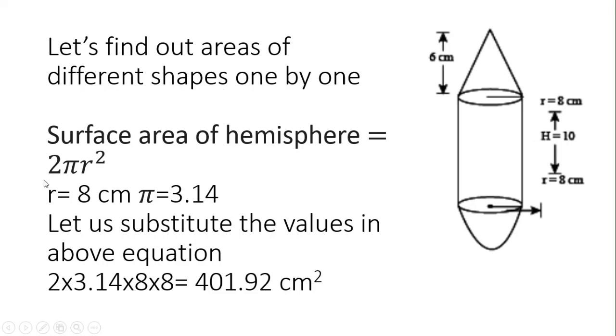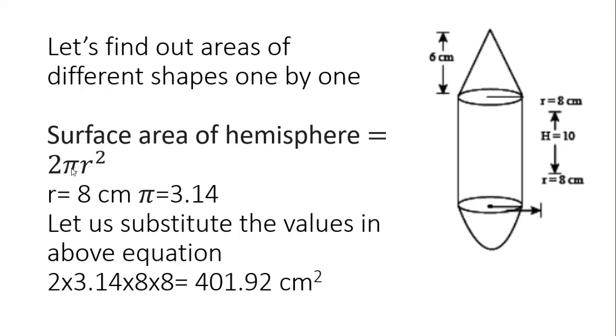First, the surface area of the hemisphere. The surface area of the hemisphere is equal to 2 pi r square. Pi value we know pretty well: 2 into 3.14 into 8 into 8, where r is 8 centimeters. After simplification, we got the surface area of the hemisphere as 401.92 square centimeters, using the formula 2 pi r square.